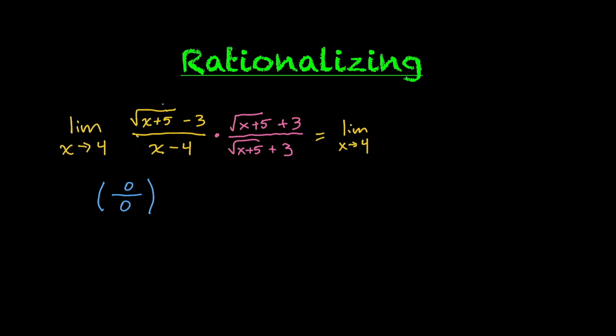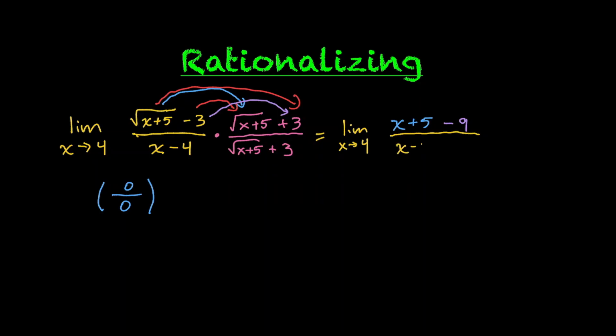So when we FOIL out the top, we're going to get the square root of x plus 5 times the square root of x plus 5, and that's just going to be x plus 5. Okay. Then when you do the O and the I in the FOIL, you'll get plus 3 square roots minus 3 square roots, and those two terms are just going to cancel. And then finally on the end, the L in the FOIL, you get minus 3 times positive 3, and you'll end up with minus 9. Now on the bottom, we actually want to leave it factored. We do not want to FOIL.